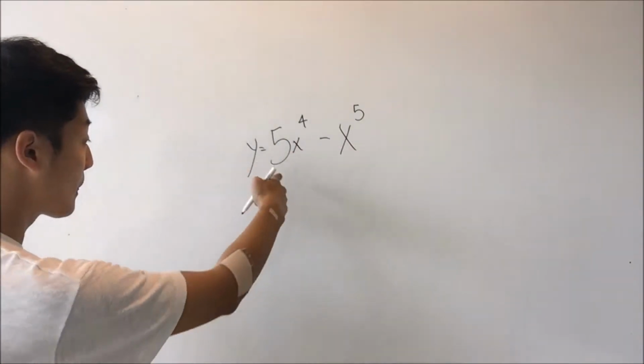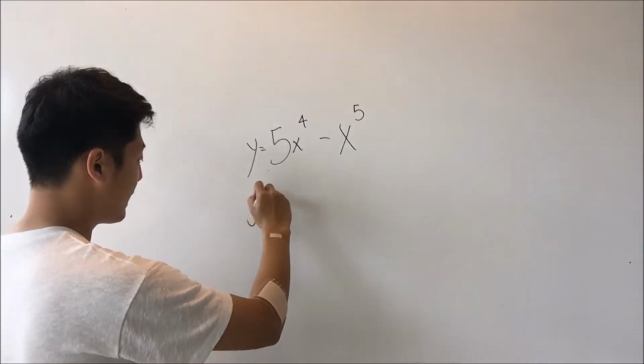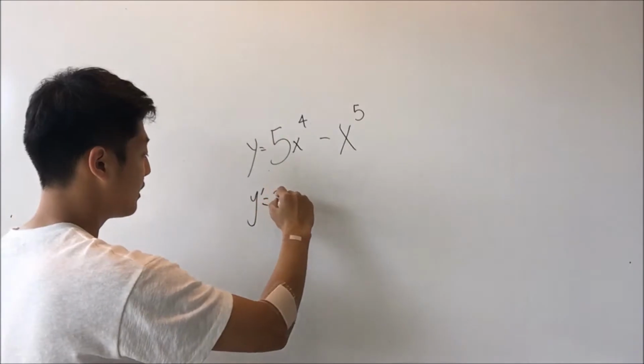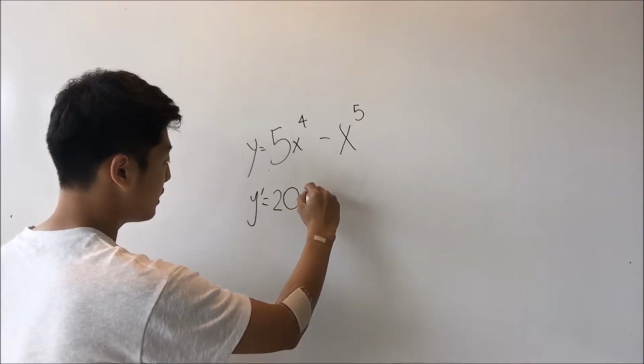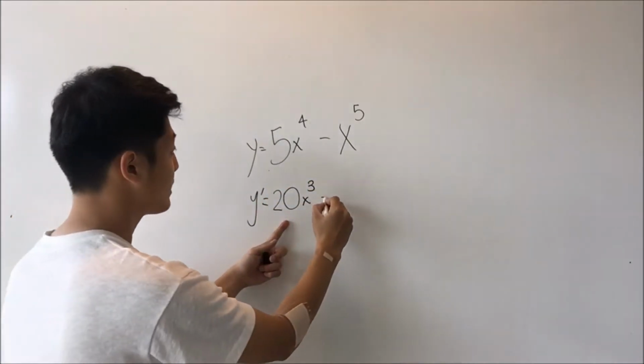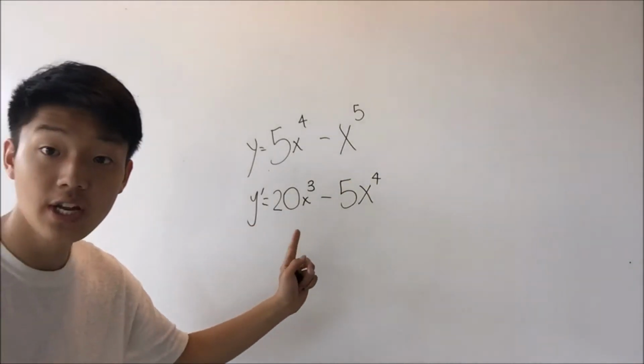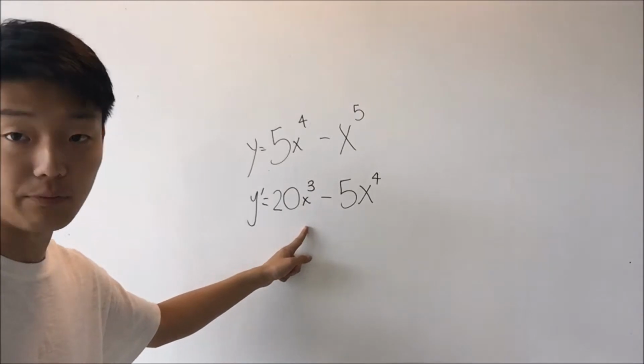So I will change to y prime. I have to differentiate this, so 20x to the 3rd minus 5x to the 4th. So this is the differentiation.